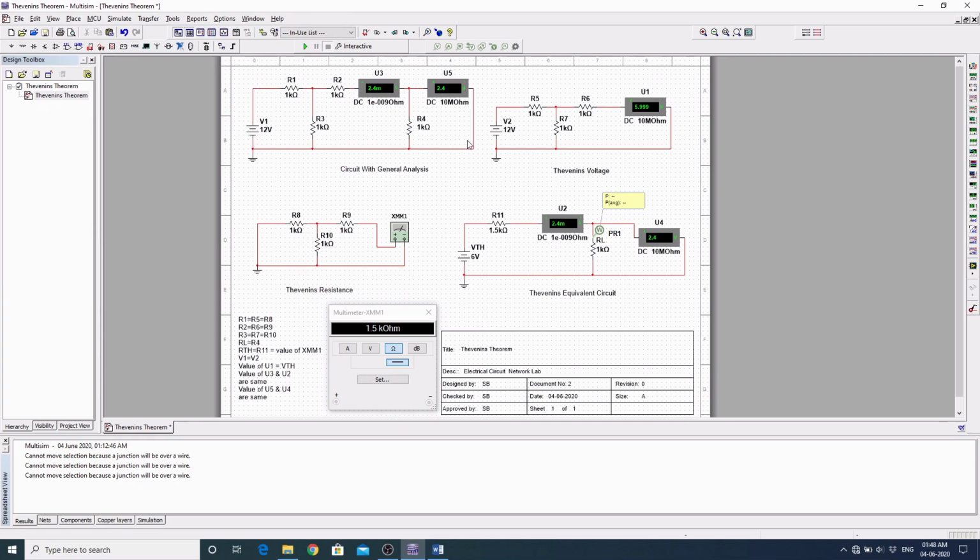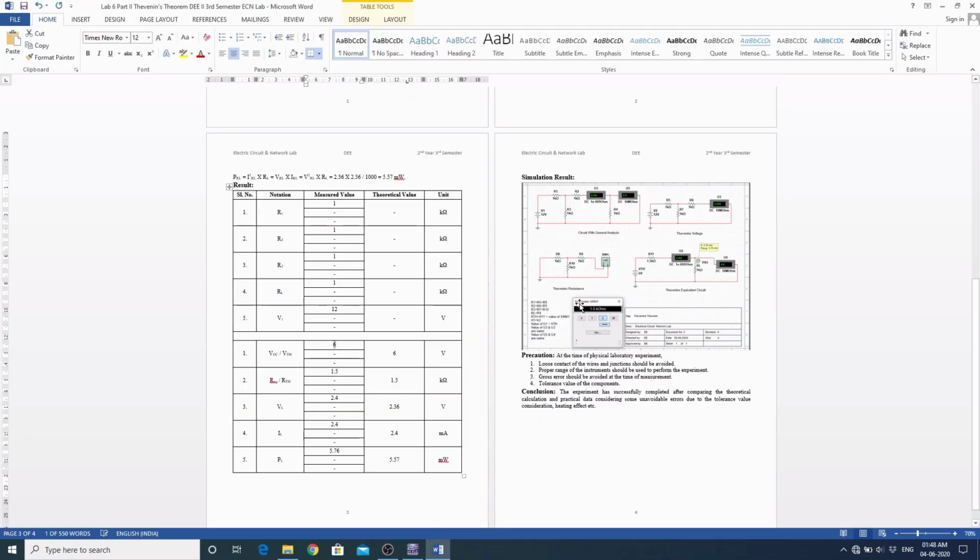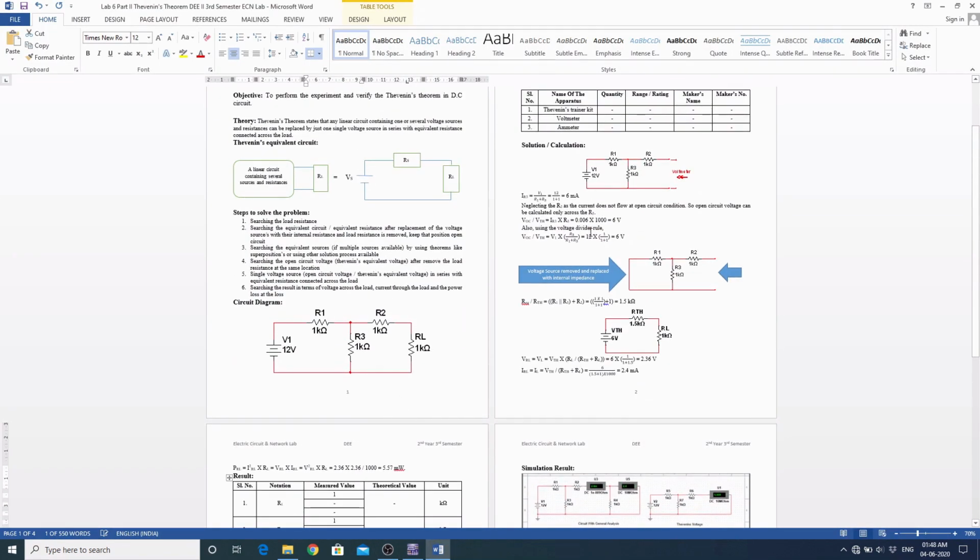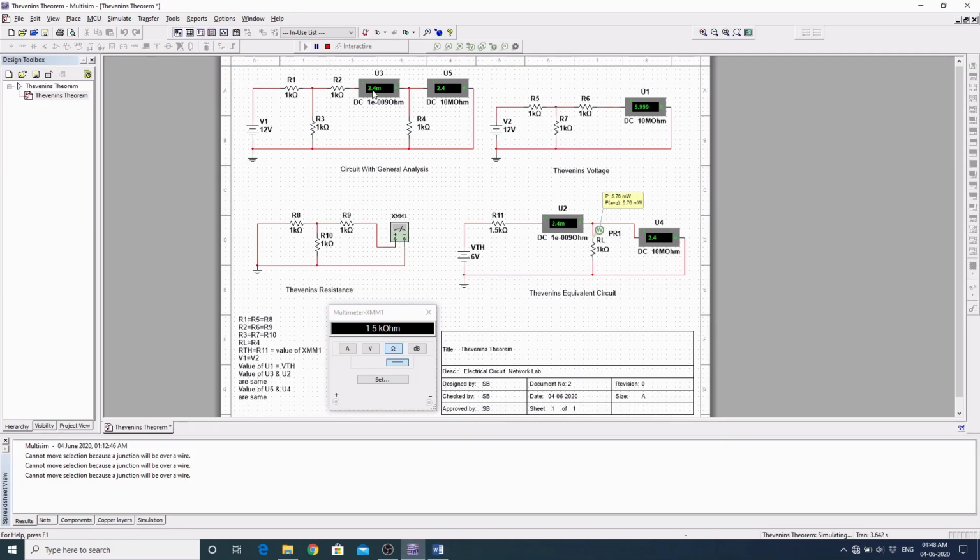So after the connection of the circuit, if I just run from here, you will be able to see that the current through R4, that is the RL load resistance, is 2.4 milliampere. You can see from here also, 2.4 milliampere was the current flowing through the RL in the original circuit. And if I perform the same thing in this circuit also, the same amount of current will flow through the RL.